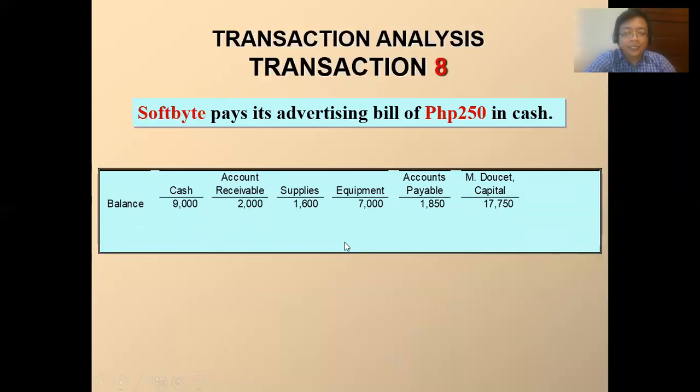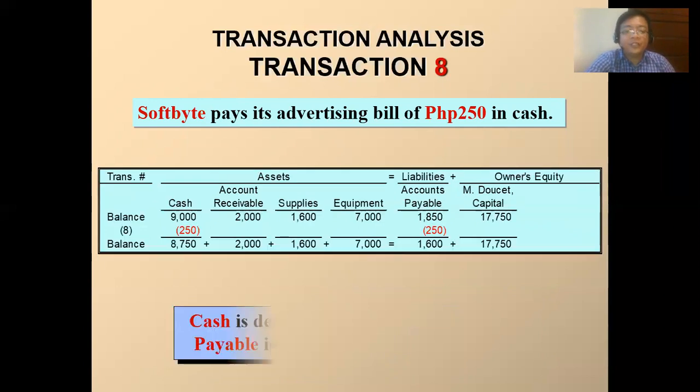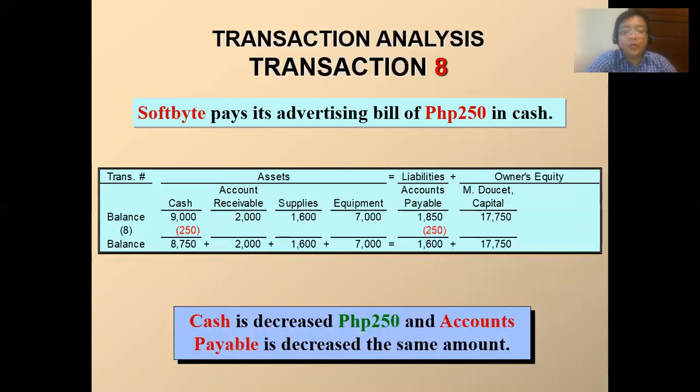Alright. Transaction number 8. Di ba dati umutang ka ng advertising? Ngayon may pera ka na. So you will pay 250. Okay? Cash is decreased by 250 kasi magbabayad ka, di ba? It will decrease your cash. And also, you will decrease your utang, your payable, by the same amount of 250. So ilan na yan? So it is now 19,350 here, 19,350 here. So same amount pa rin.